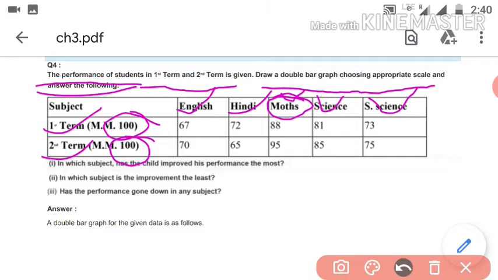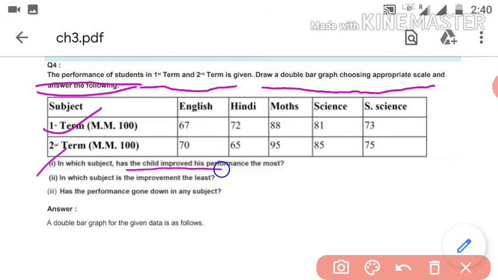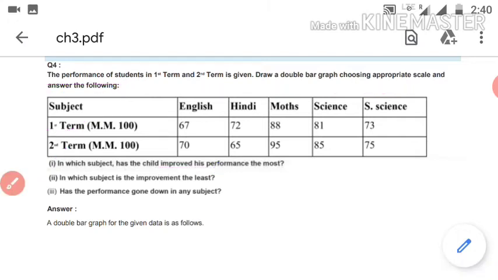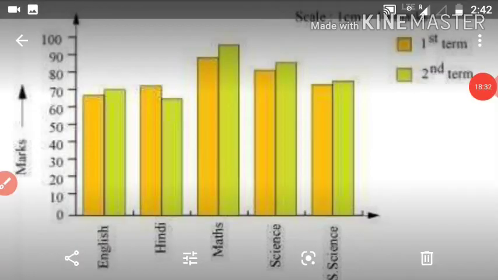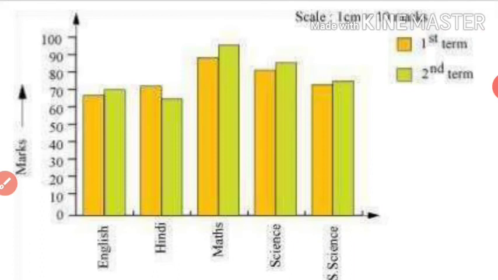Now question number A, in which subject has the children improved his performance the most? Now second question, in which subject is the improvement the least? Has the performance gone down in any subject? First, before giving this answer, what you have to do? You have to draw the double bar graph. So you have to draw what? Double bar graph.